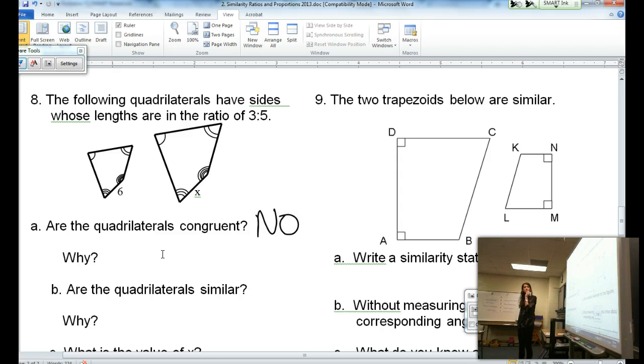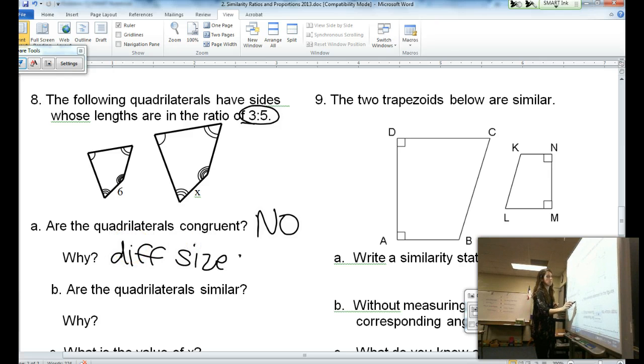Why aren't they congruent? They're different sizes. The ratio is 3 to 5. The ratio is not 3 to 3 or 5 to 5. So they are different sizes.